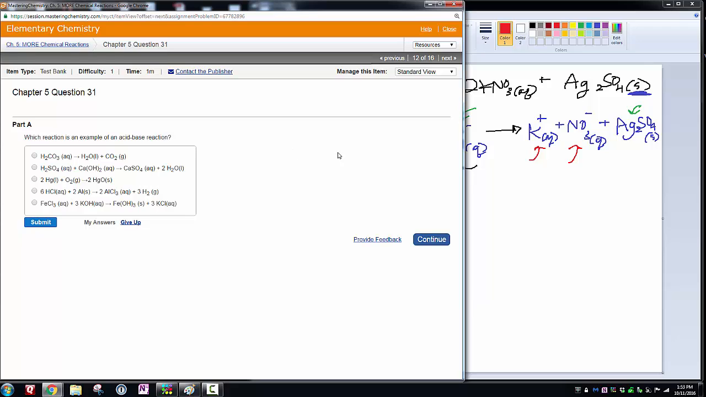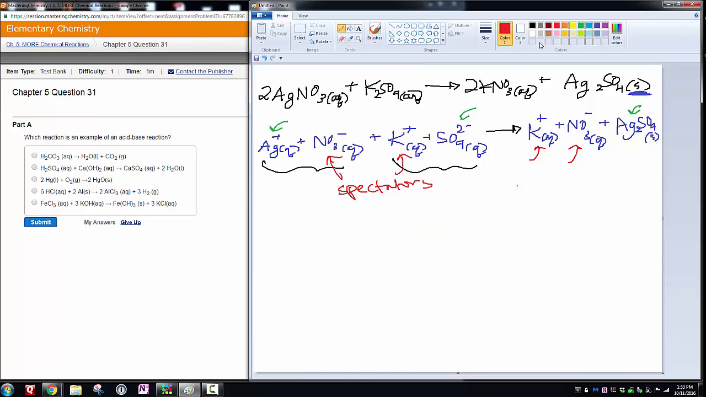All right, examples of an acid-base reaction. What we're looking for in an acid-base reaction is some sort of acid. It contributes an H plus, or hydrogen ion. Some sort of base contributes OH minus, or hydroxide ion. And those will combine to make H2O, water, as a liquid. This is aqueous, aqueous, liquid. Okay, so the H is going to come from something, the OH is going to come from something, and I have to make water.